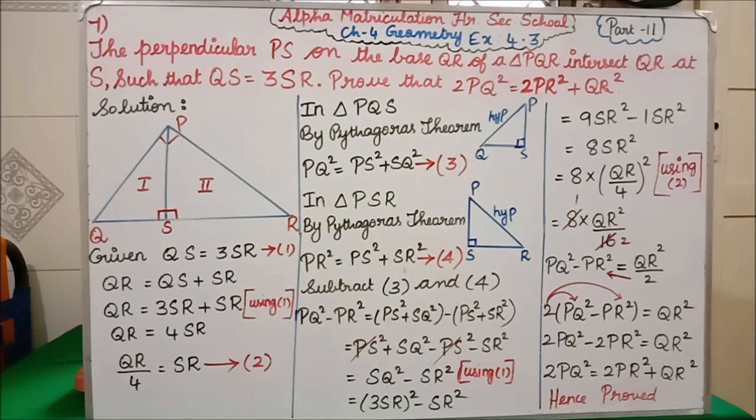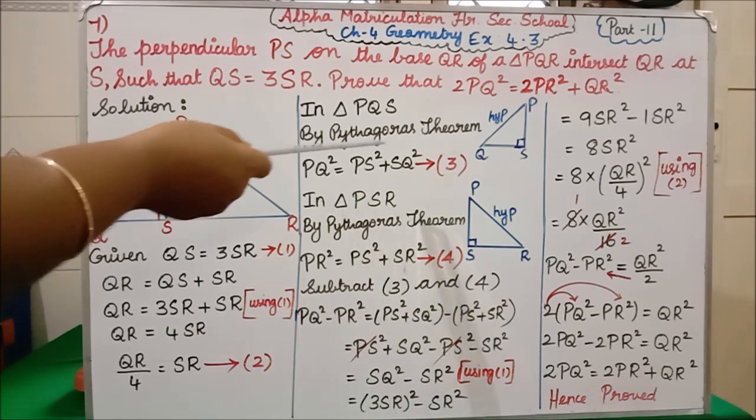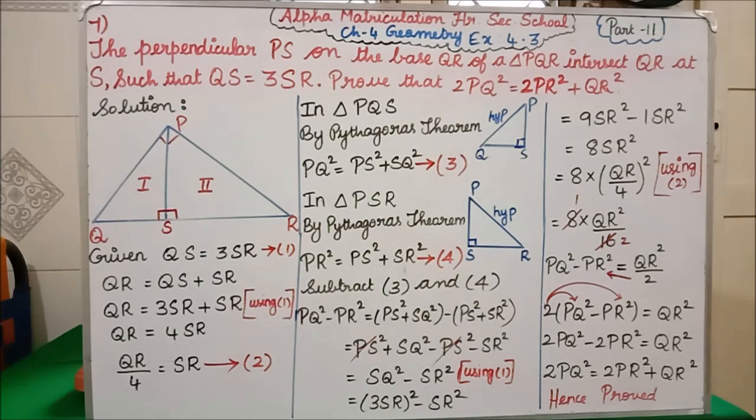Next we are going to take the first triangle PQS. This is a right angle triangle. Right angle triangle means what theorem will we use? We will use Pythagoras theorem. By Pythagoras theorem, how can we write? Hypotenuse side square is equal to the sum of the squares of the remaining two sides, isn't it?